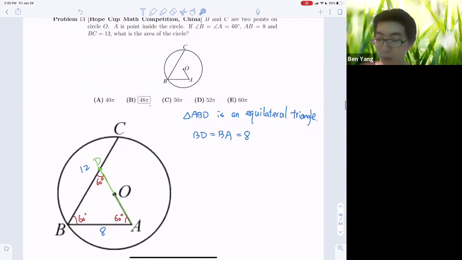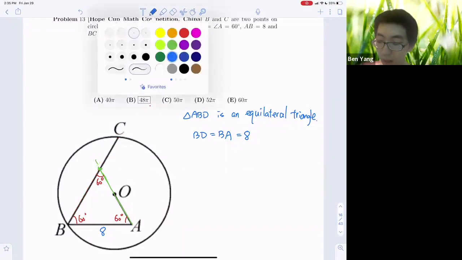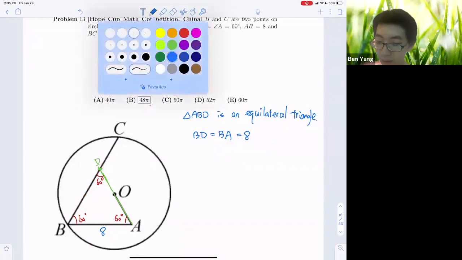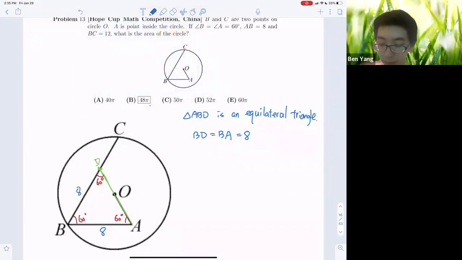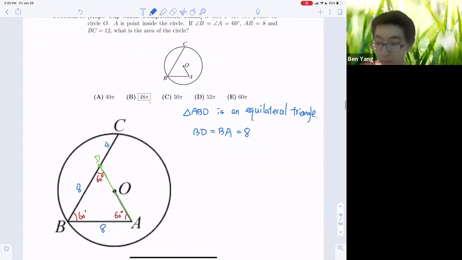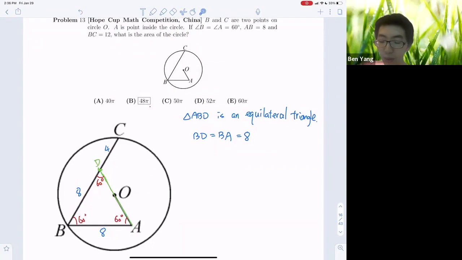So we can update our information here a little bit. We know BC is equal to 12, and BD is equal to 8. That means CD is equal to 4. So we have BD is equal to 8, and CD is equal to 4. Okay, so now let's think about how we can find the radius of the circle. One method is to use the length of the chord and also the distance from the center of the circle to that chord. And then we can use Pythagorean theorem to find the radius of the circle.